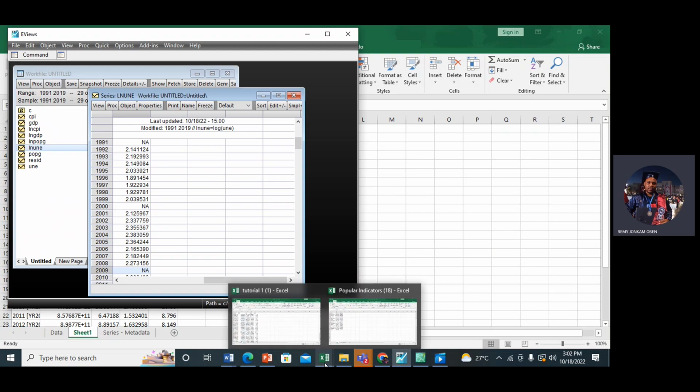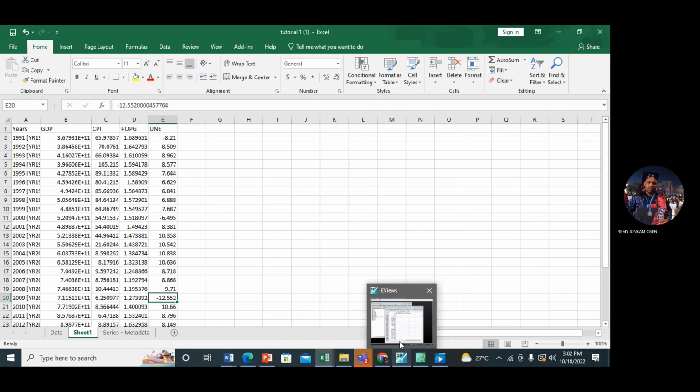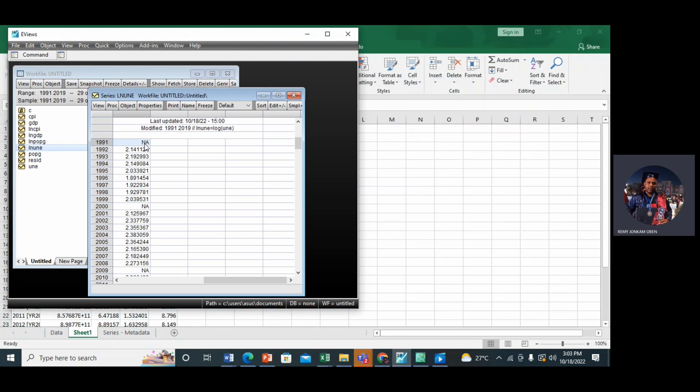Let me go back to the original data. You see here, in 1991, we had negative value. In 2000, we have negative value. In 2009, we have negative value. Go back to EViews. In 1991, we have non-available. In 2000, we have non-available. In 2009, we have non-available. So whenever you have negative numbers or numbers which are equal to 0 in your series, and you take the logarithm, you are going to lose some observations. Some of your observations will become non-available, which means there is no data there.